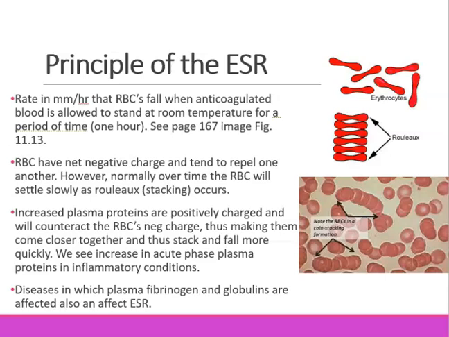But in a case where there's increased plasma proteins, those plasma proteins are positively charged, and they will counteract the red blood cells' negative charge. So they will make the red blood cells come closer together and thus stack and fall more quickly. So we will see an increase in acute phase proteins in inflammatory diseases. So we'll have an increased ESR reading in patients with inflammation. In patients where their plasma, fibrinogen, and globulins are affected, it can also affect the ESR reading.